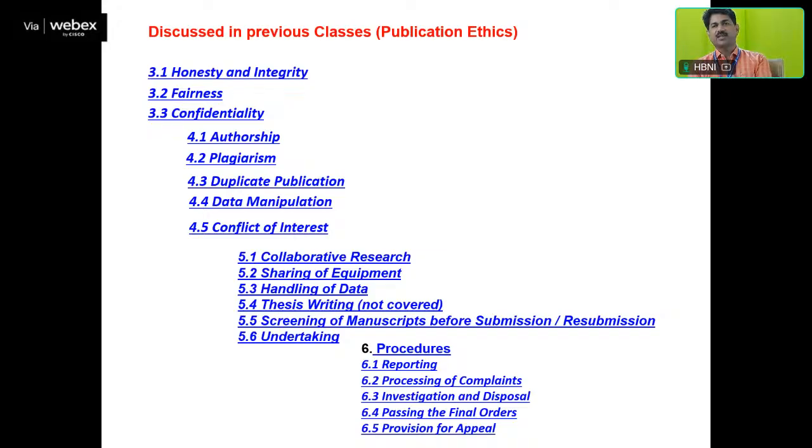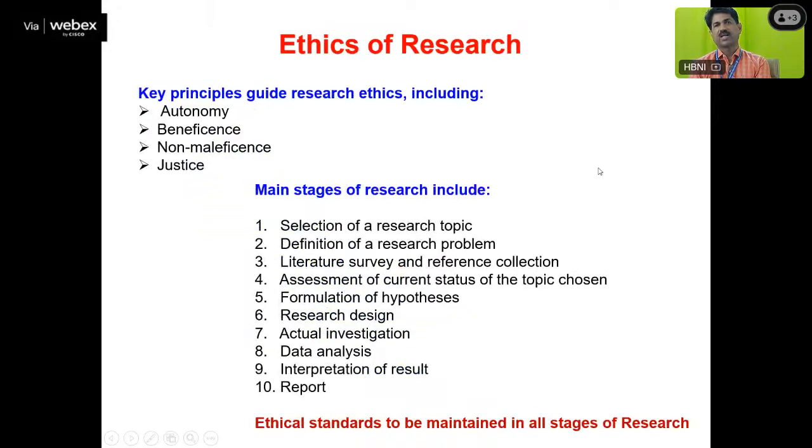We were discussing various publication ethics during the first two classes, which include honesty, integrity, fairness, etc., authorship, plagiarism, and collaborative research, and the various procedures if some mistake has happened during publication. And in the previous class, we had discussed ethics in scientific research.